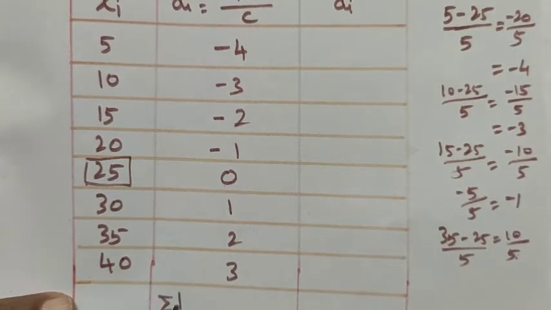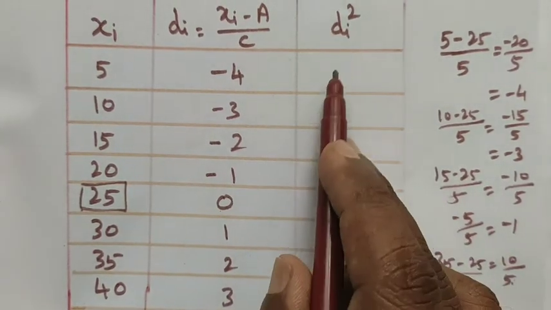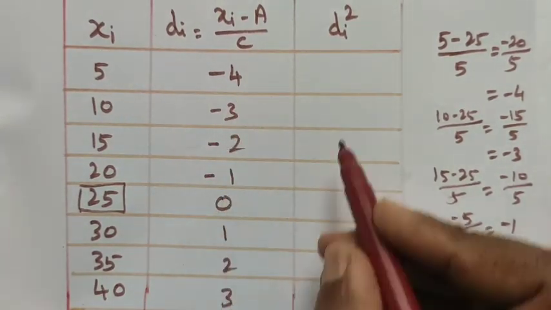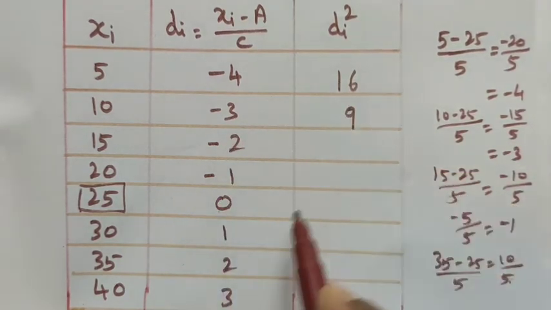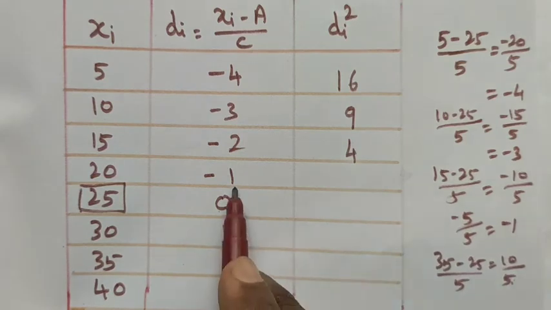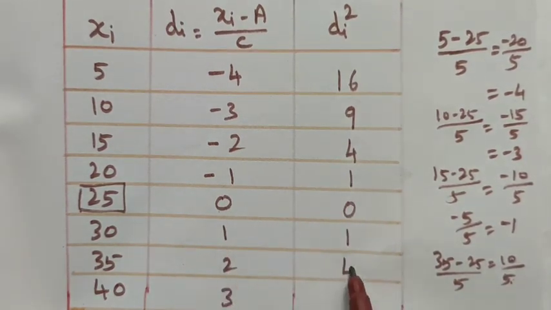Here we want to find summation di. And next we have to square the terms. If you square, we get only positive values. 4 4s are 16. 3 3s are 9. 2 2s are 4. 1 1s are 1. And then 0. 1 1s are 1. 2 2s are 4. 3 3s are 9.